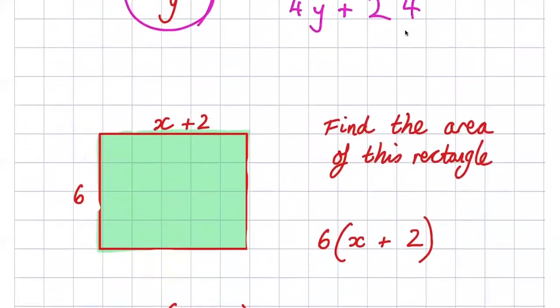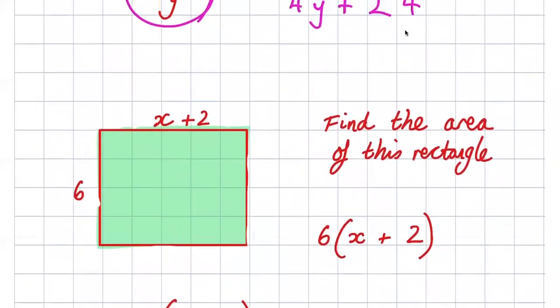Okay, now we're going to think about area. So this is our rectangle. I've actually already written the simplified version of this because I'm sure you know how to find the area. You times the length by the height. We've got 6 times x plus 2. Well, I've already written it for you. We've got 6 times x plus 2.